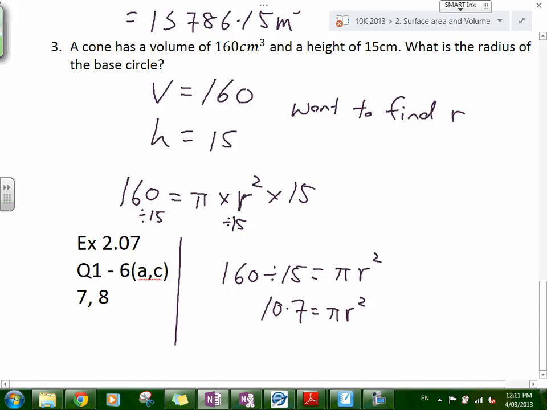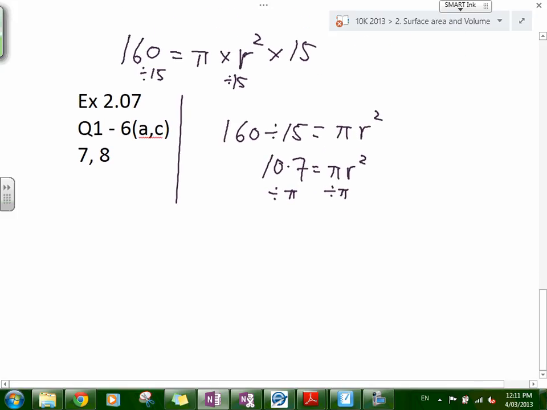And then I want to get rid of the pi. So what do I have to divide it by? Divide both sides by pi. So I get r squared on this side equals, what's 10.7 divided by pi? Let's say 3.4 is fine.